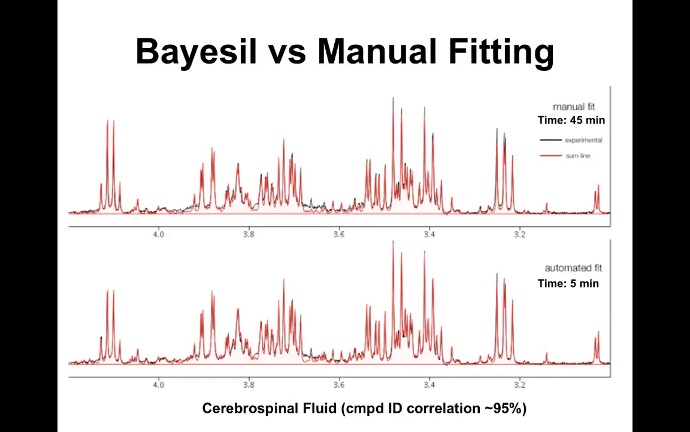So lots of comparisons are done. It's needed to get it published, but this is an example of one where you do a manual fit at the top. This one took this individual about 45 minutes. And then the same spectrum was fit with Bayesil, and it took about 5 minutes with the instrument. And you can see that the matches are almost identical, almost all the peaks. So compare the red to the black. You can see that everything fits quite well.